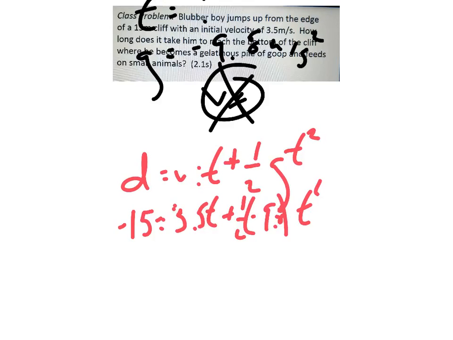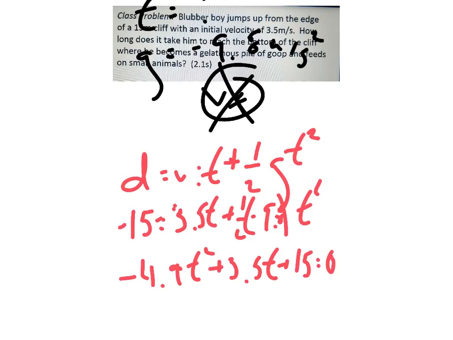But what this is going to turn into, I'm going to simplify this down. 1/2, I'm going to rewrite it as 1/2 negative 9.8 T squared. That's a negative 4.9 T squared plus 3.5 T. Add the negative 15 to the other side. So I got plus 15 equals 0. It's the quadratic, or it is a quadratic.